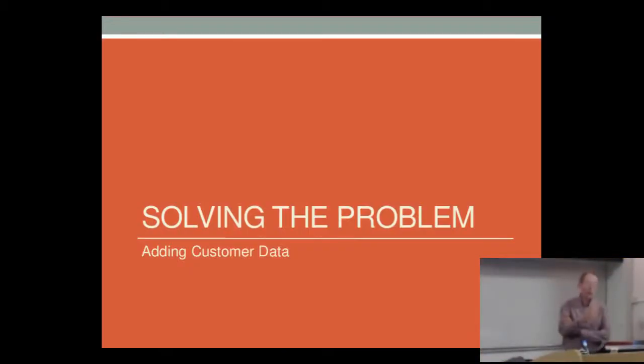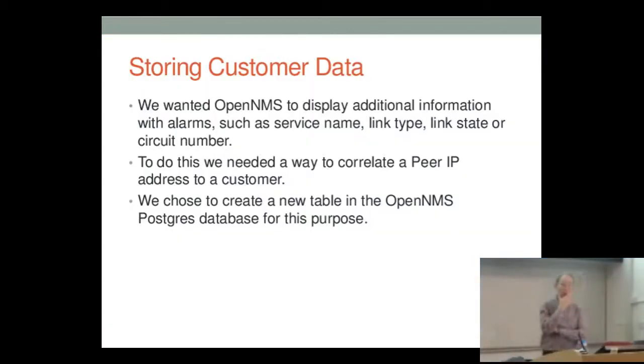So the next part, at this point in time, what we have got set up is the data collection, the graphing, and the thresholding. So the next part now is, can we add customer data? Can we add some service information about which customer or which BGP service is at fault now? So the first thing we want to do is store additional information, such as the name of the service or the customer name, the type of the link, the circuit number, contact details, and correlate that when we get the threshold failing and pull that information in.